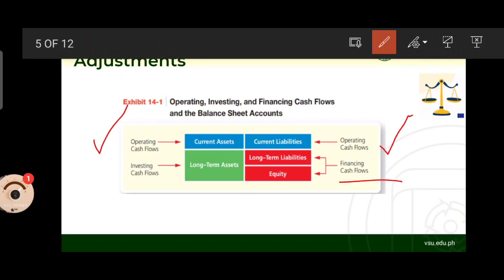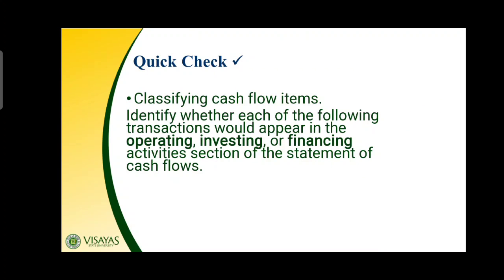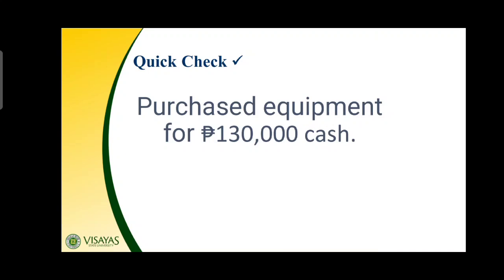So example class, para ma-practice kayo in determining whether investing, financing, or operating activities ba ito ang involved, let's take a look dito sa mga succeeding na mga examples. Para dun sa practice natin, we will classify or identify whether each of the following transactions would appear in the operating, investing, or financing activity section of the statement of cash flows. First class, purchased equipment for 130,000 cash.